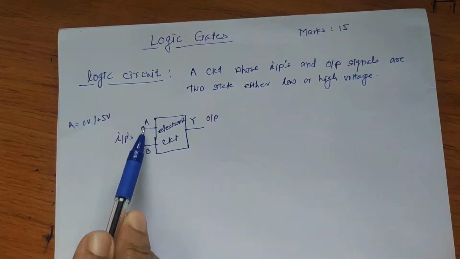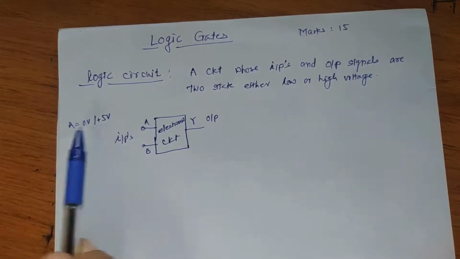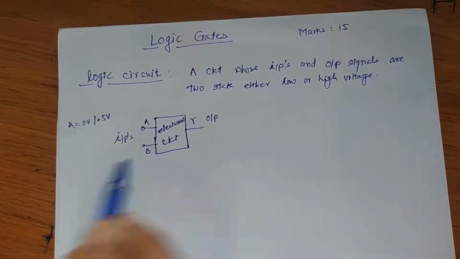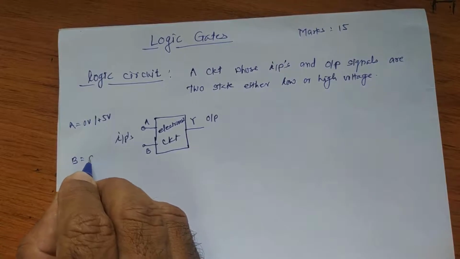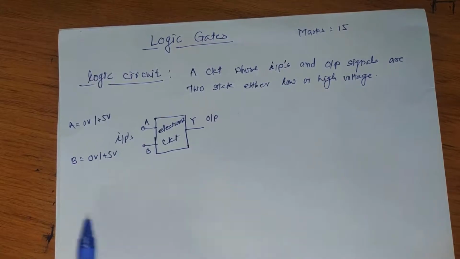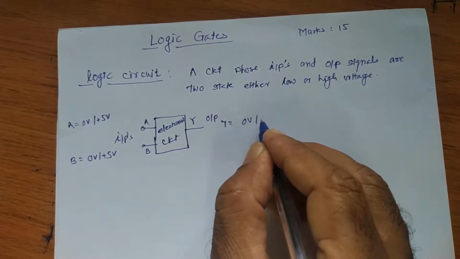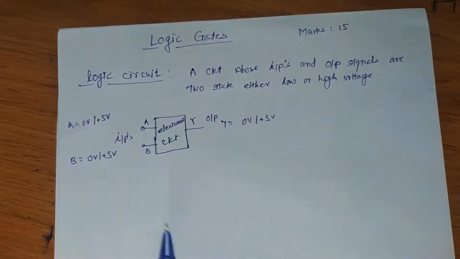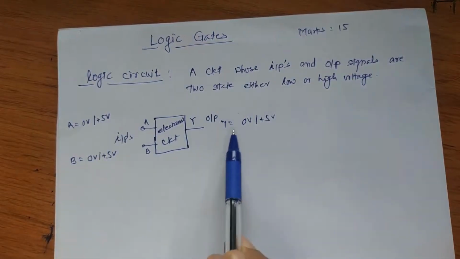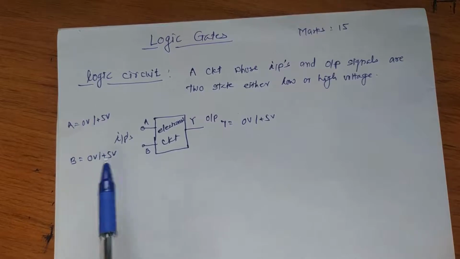Input A has two states. 0 volt is one state, plus 5 volt is the other state. Same way, input B may be 0 volt or plus 5 volts. According to those inputs, at output Y we get 0 volt or plus 5 volt. A circuit whose input and output signals are two states, that is low or high.